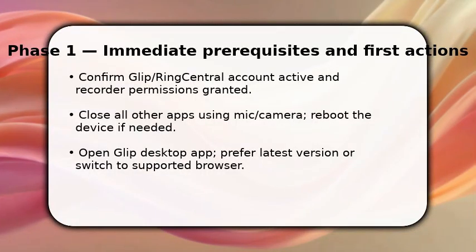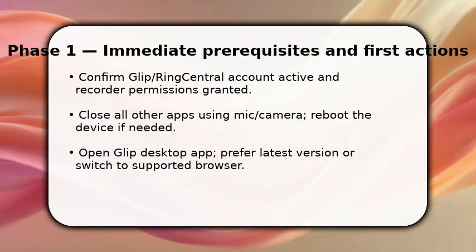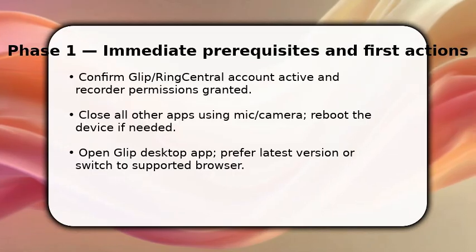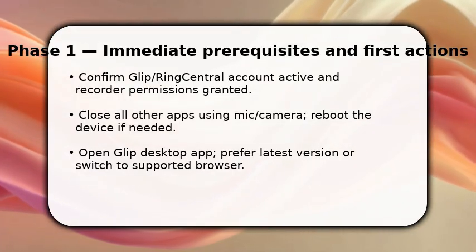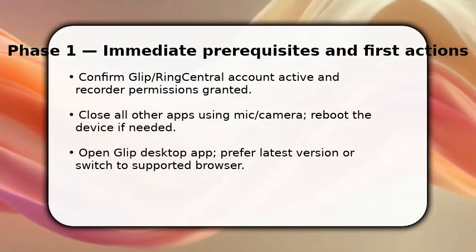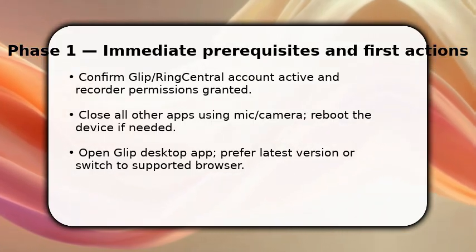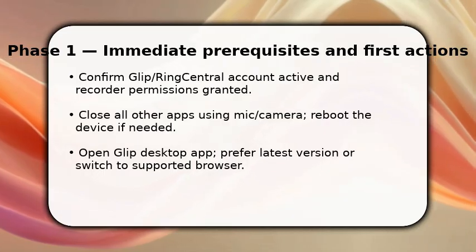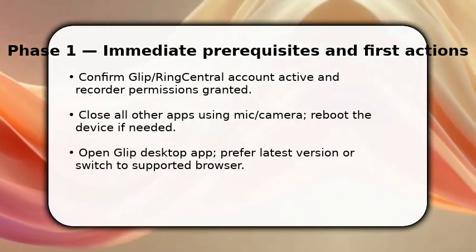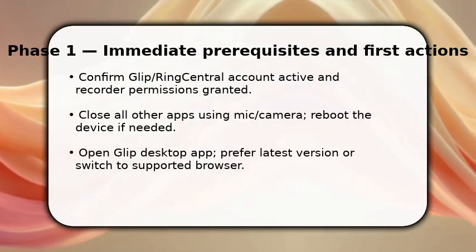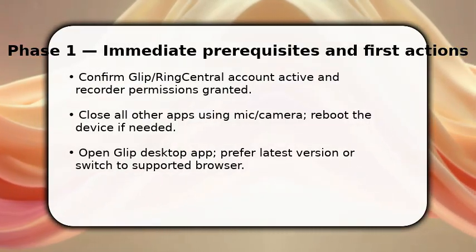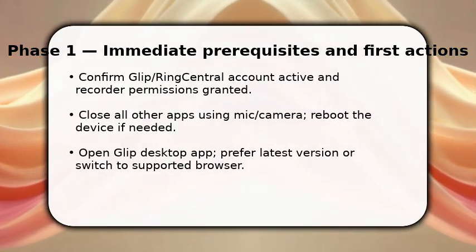You'll start by verifying permissions and removing conflicts. First, check that your Glip account has recorder access and that the app is up to date. Then, close any other programs using the microphone or camera; those block the recorder. Next, reboot the device to clear stuck processes and open Glip fresh. If you're on desktop, use the desktop client. Once done, you'll be ready to inspect device-level audio and camera settings inside the app.